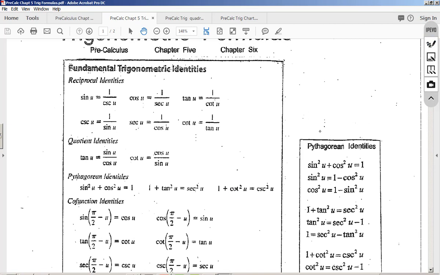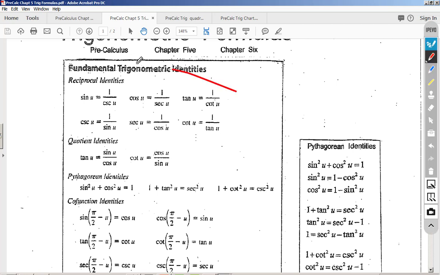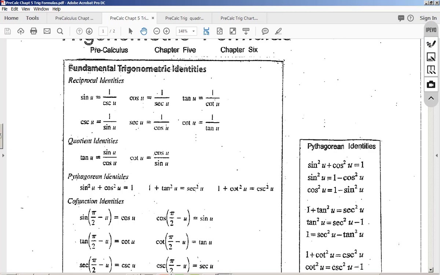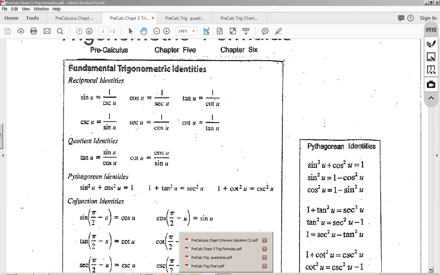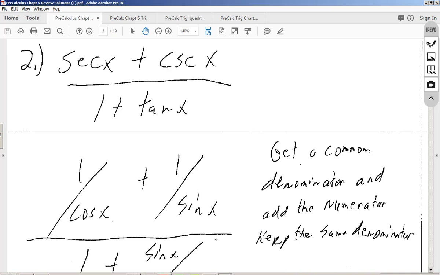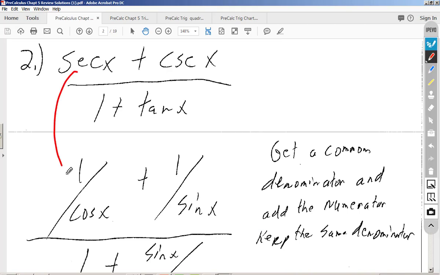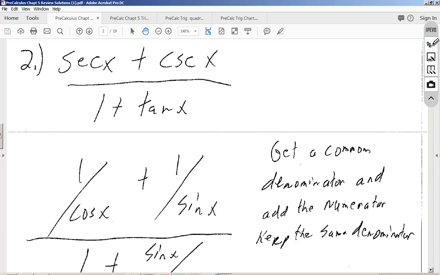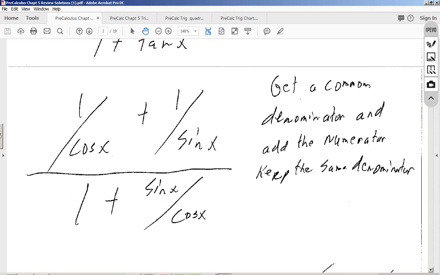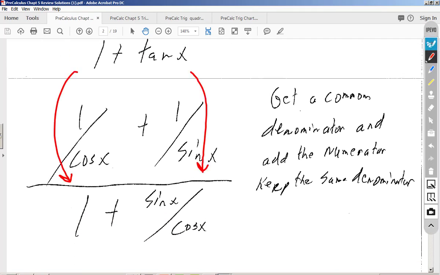Let me scroll down to it. So make sure you're familiar with your reciprocal identities. You're going to change all those in there to their reciprocal identities. So the secant of x, we'll go ahead and change it to its reciprocal, which is 1 over the cosine of x. Cosecant of x, its reciprocal identity is 1 over sine of x. And then notice, again, I changed this denominator here. In your denominator, that tangent of x, I'm going to change to the sine all over the cosine.